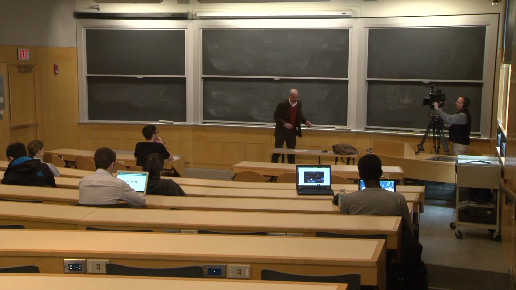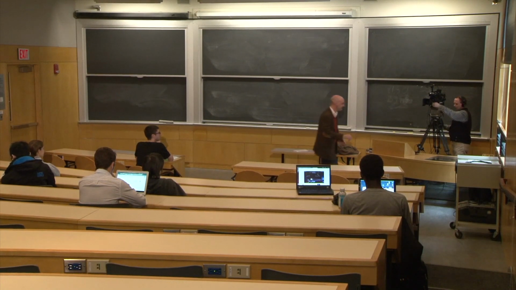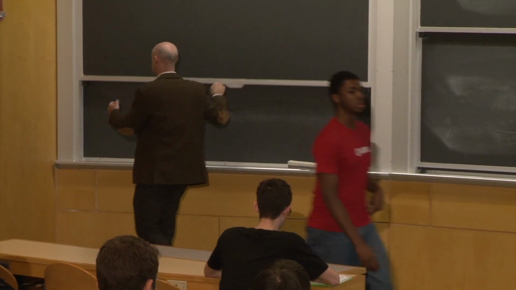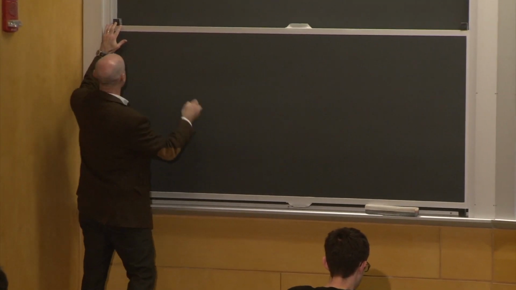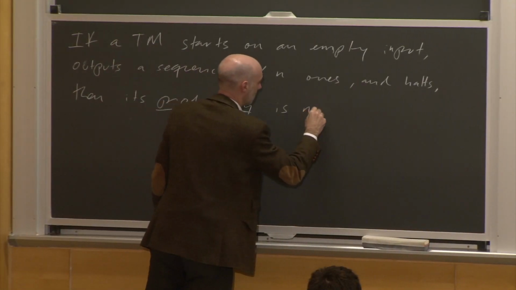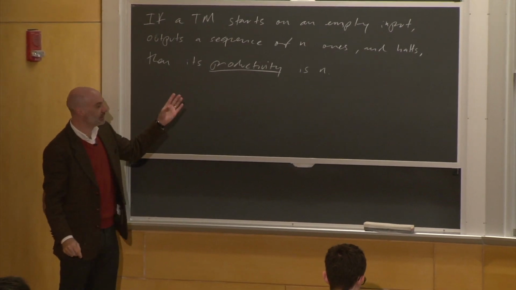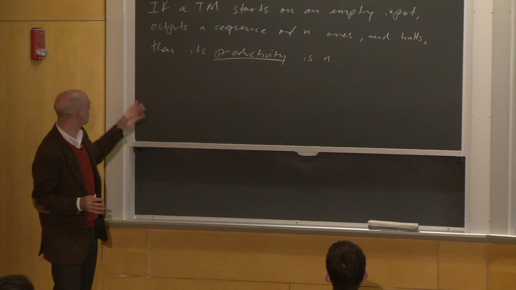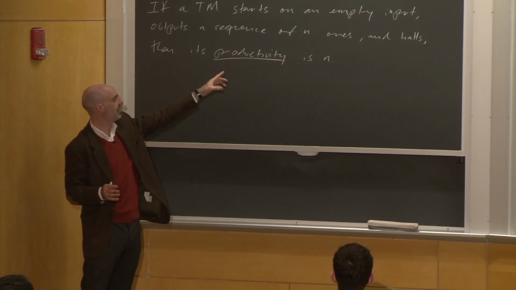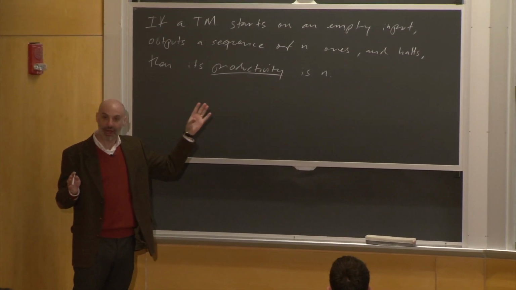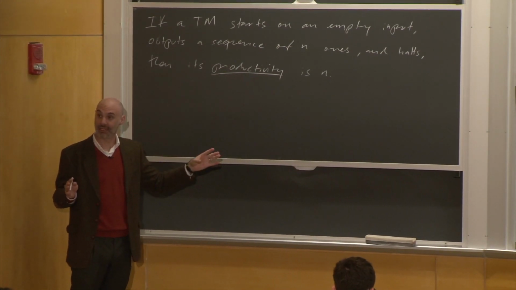Let me first tell you guys what the busy beaver function is. The first notion we need is that of the productivity of a Turing machine. If you have a Turing machine and you start it on an empty input, and it works, and eventually outputs a sequence of n 1s with nothing else on the tape, and stops, then we say that the productivity of that Turing machine is n.